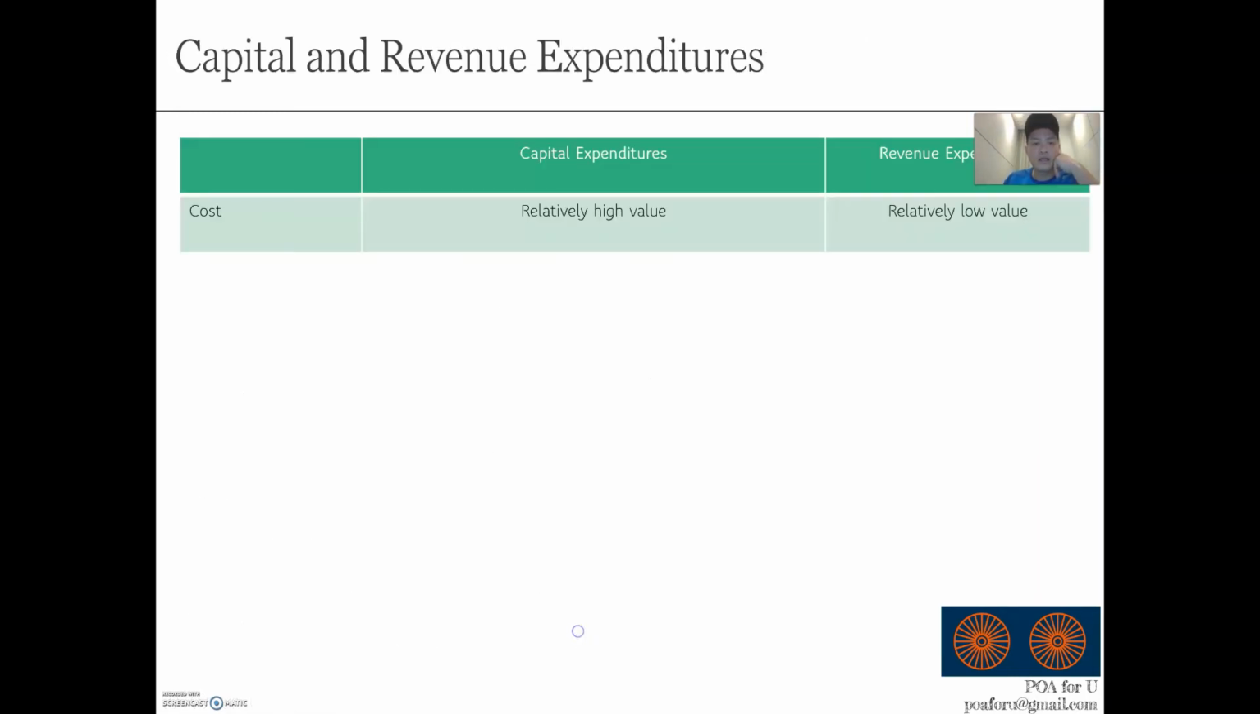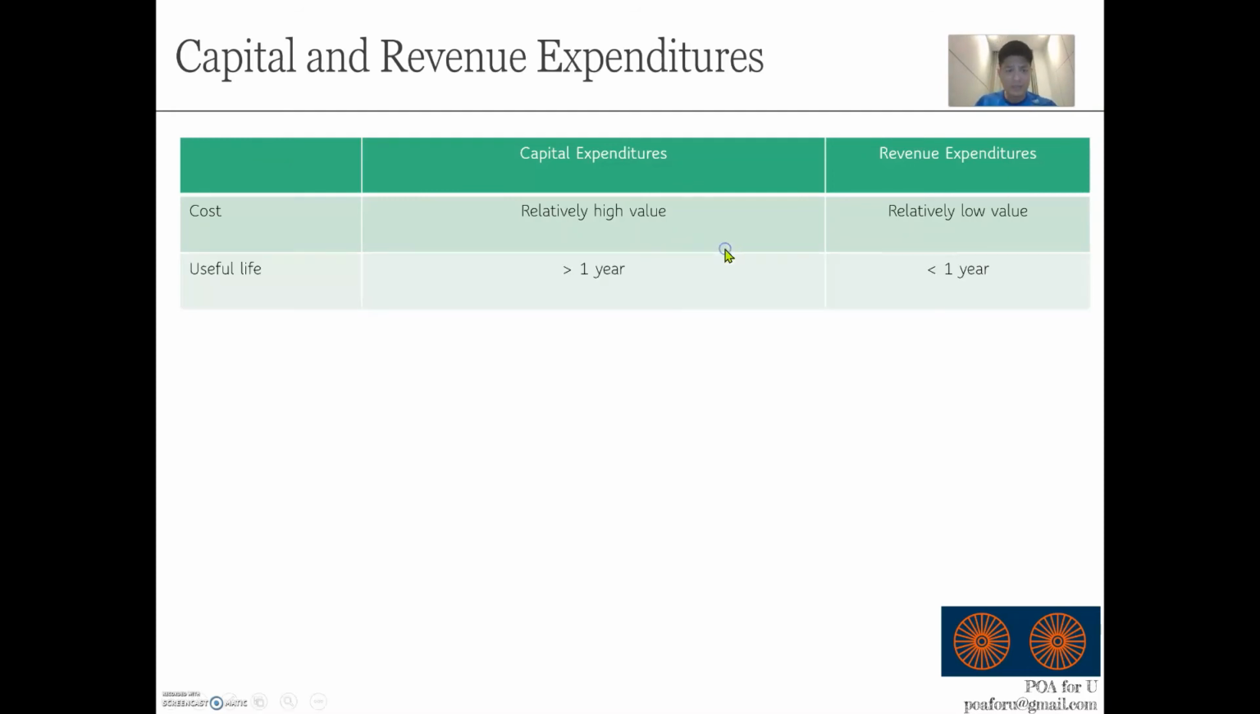Next one, very commonly they will ask you in exams to differentiate between capital and revenue expenditure. I've touched on this briefly, but I want to show you in a bit more detail how to differentiate these two. So cost is relatively high in capital expenditure. So think buildings, motor vehicles, all the big stuff, right? The revenue expenditure, think the low value item stuff, pens, pencils, for motor vehicles maybe engine oil, those kind of stuff, right? Useful life, normally more than 1 year. This is less than 1 year.